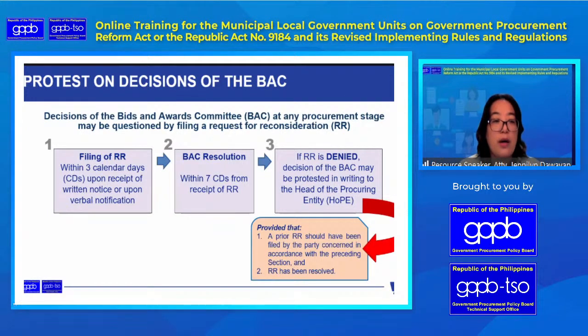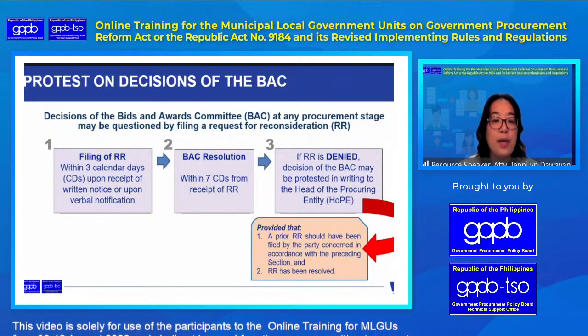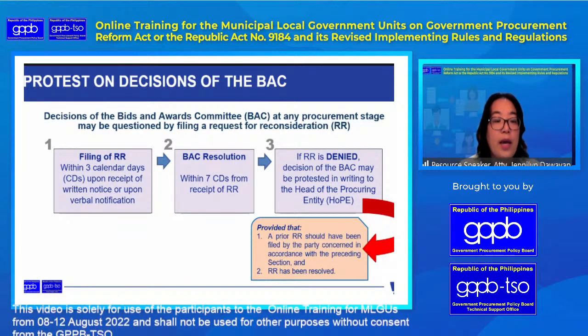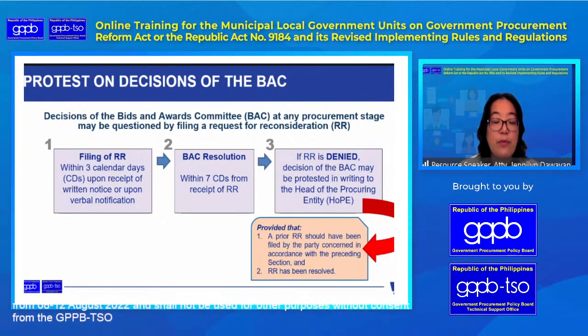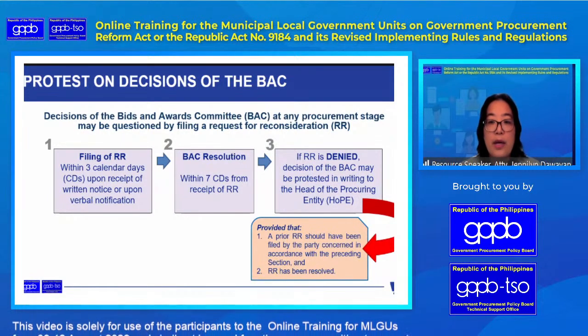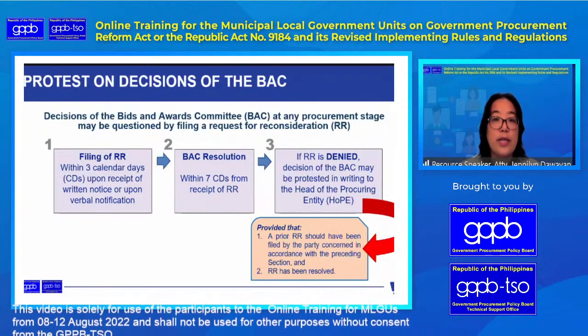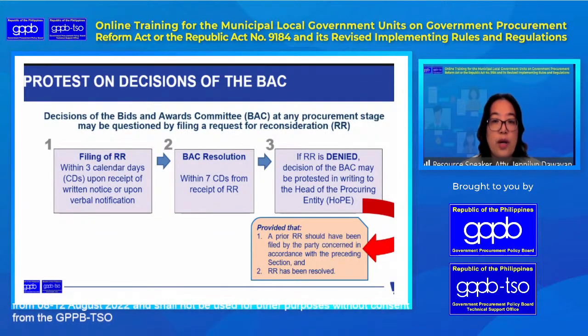So, proceeding, they will submit that request for reconsideration, and then the BAC has 7 days from receipt of the request for reconsideration to resolve the issues and concerns as stated in it. And if the request for reconsideration is denied, the decision of the BAC may be protested in writing, not in the BAC anymore, but with the head of the procuring entity or the HOPE.